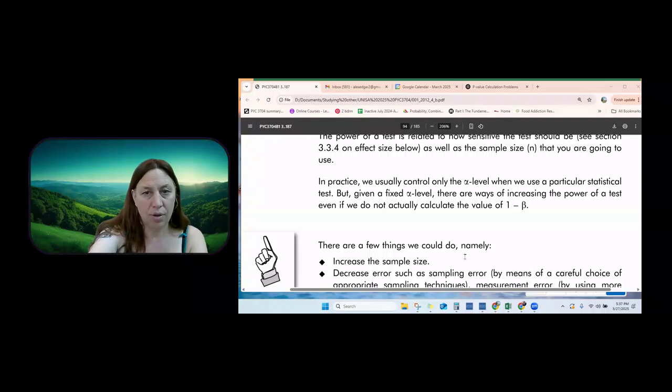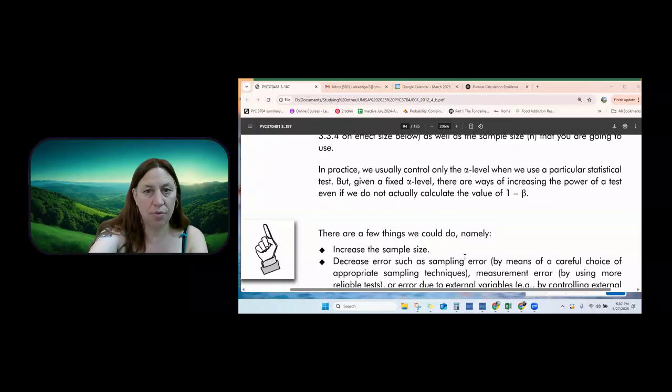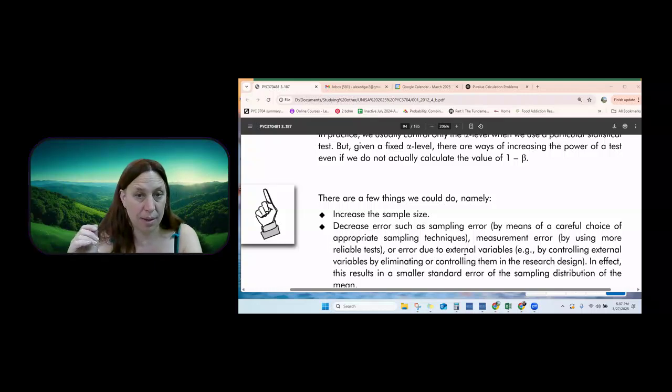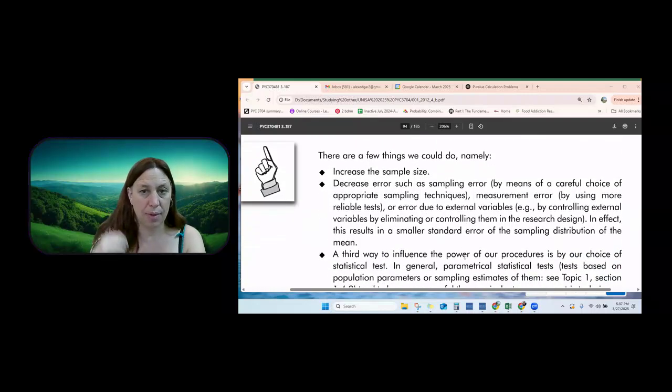Now, we can increase the power of a test even if we can't calculate the value of 1 minus beta. There's 4 things mentioned here. Number 1, most importantly, I think, increase the sample size. Number 2, decrease errors. They mention 3 errors here: sampling error, measurement error, or external variables.